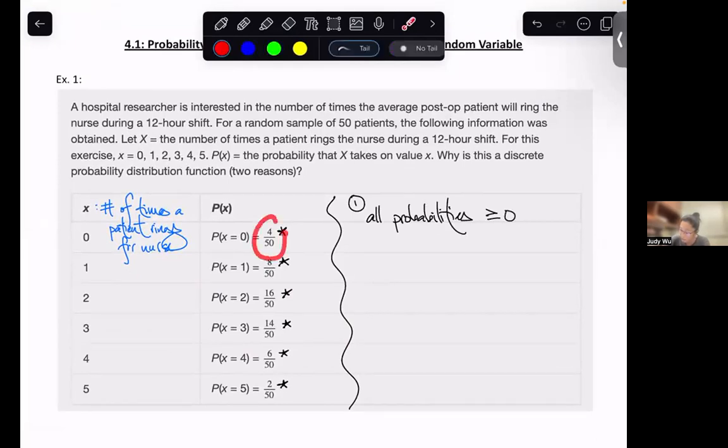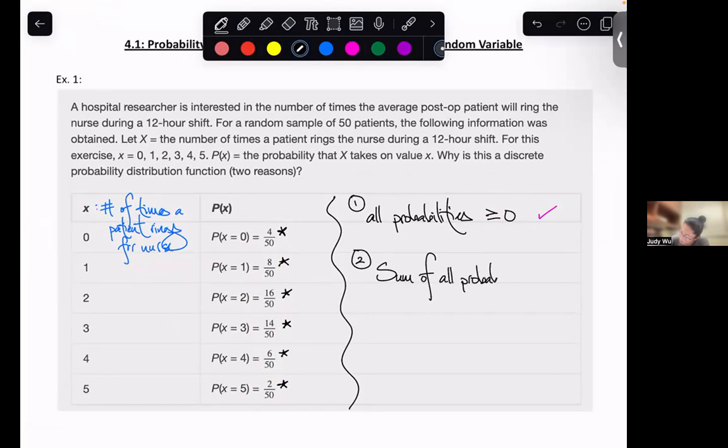And if we look, we have 4 out of 50, 8 out of 50, 16 out of 50, 14 out of 50, 6 out of 50, and 2 out of 50. And all of these probabilities are greater than or equal to 0. And so what that means is we have confirmed the first part of the reason why this is a probability distribution function. Now, the second thing we need to look for is that the sum of all probabilities, when I add them all together, I actually get 1.